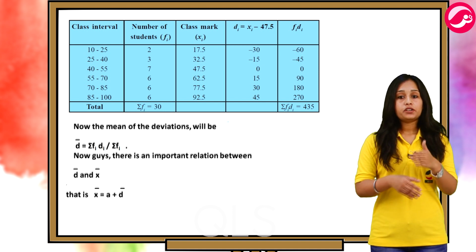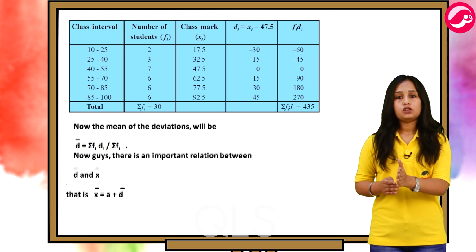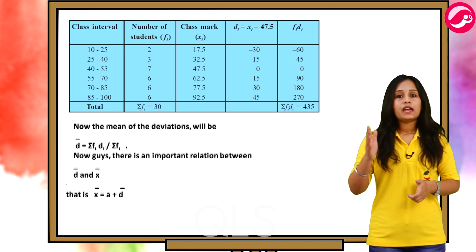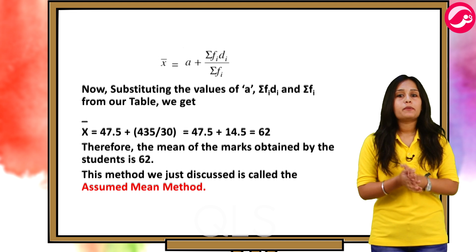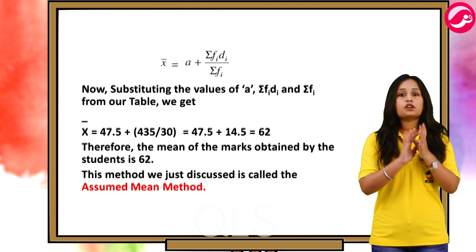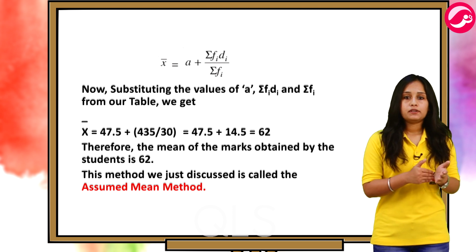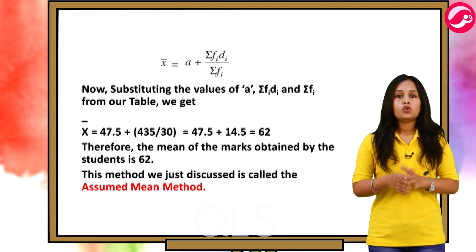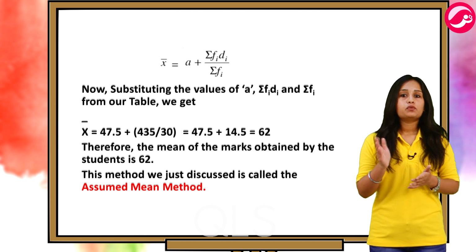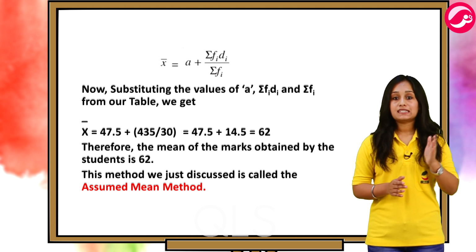Now guys, there is an important relation between d over bar and x over bar, that is x over bar is equal to a plus d over bar. I repeat, x over bar is equal to a plus d over bar. So x over bar can be written as a plus sigma fi di upon sigma fi. Now substituting the values of a, sigma fi di and sigma fi from our table, we get x over bar is equal to 47.5 plus 435 divided by 30, which is equal to 62. Therefore, the mean of the marks obtained by the students is 62.